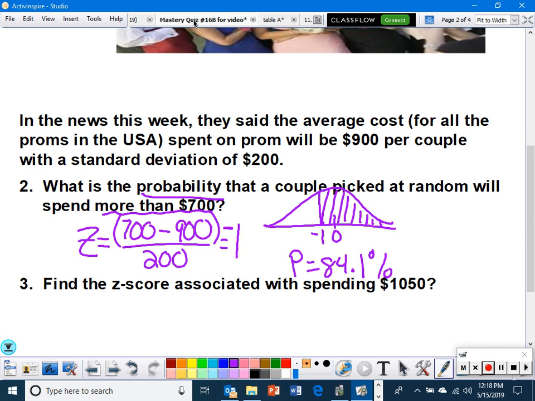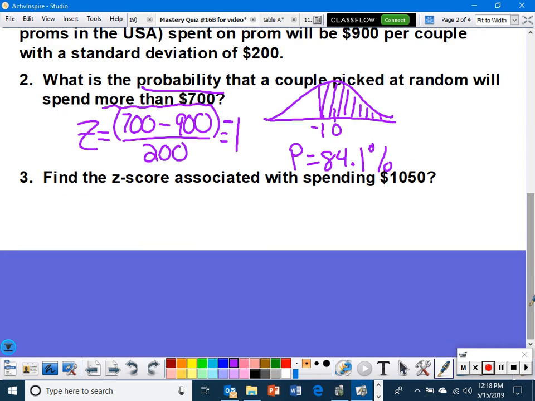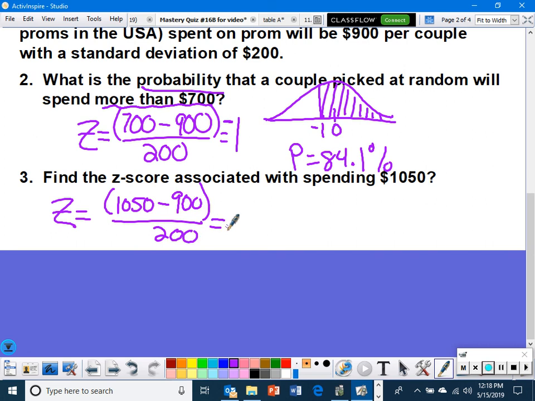All right, number 3. Find the z-score associated with spending 1,050. Well, just the z-score, that's all I want. So, okay, I'm going to go 1,050 minus the 900 divided by the 200. Okay, that's all I have to find, the z-score. So let's see, 1,050 minus 900 divided by 200 is 0.75. That's it. I'm done. It didn't ask me to do anything else except find the z-score. Okay, number 4.